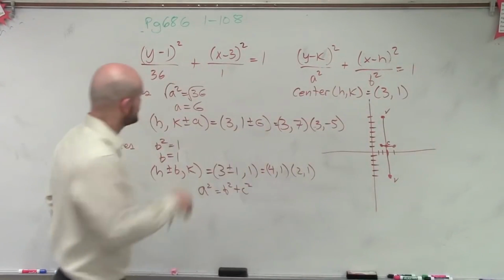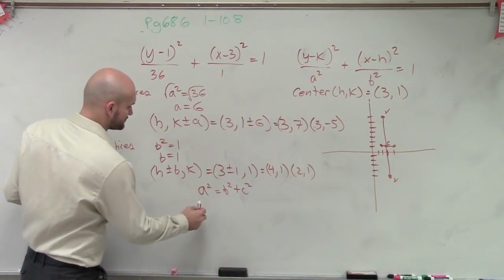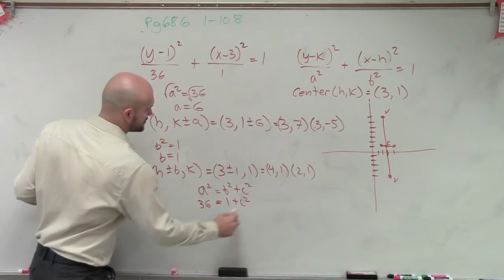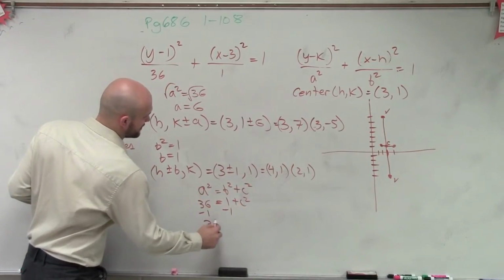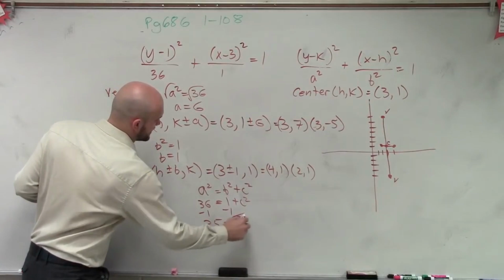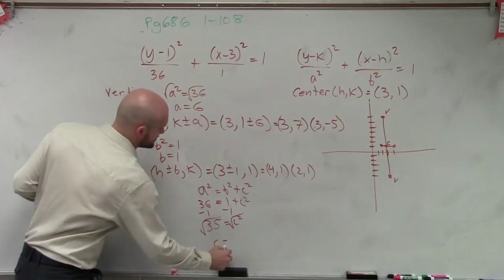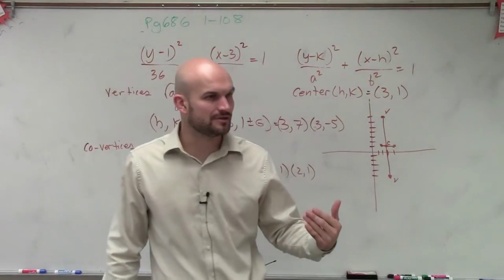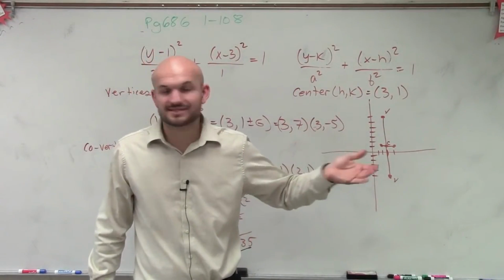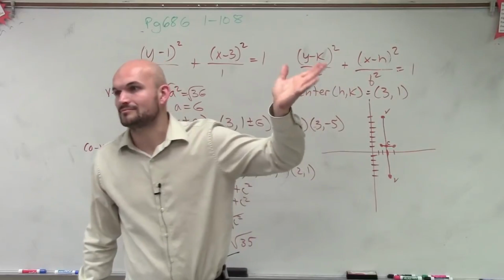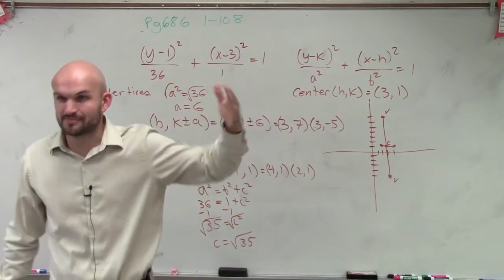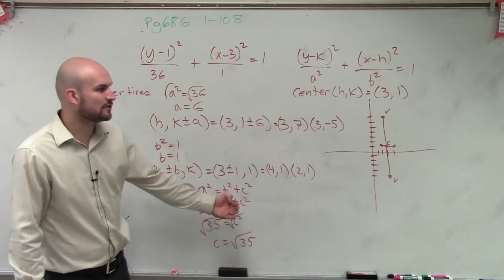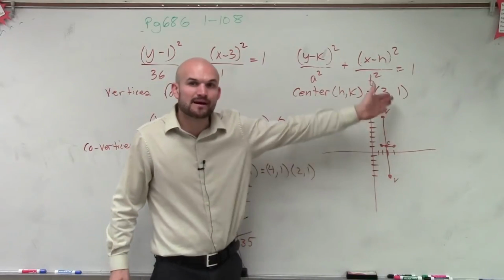So therefore, I know that a squared equals 36, which equals b squared, which is 1, plus c squared. So I subtract 1, and I get 35 equals c squared. Take the square root, c equals the square root of 35. Now, I can't reduce that, but if I give that a value, it's roughly 5.89, something right around there. It's going to be high in the 5 point something range. So what I'm going to do, though, is find where that vertex is. Remember, my foci have to lie on my major axis.